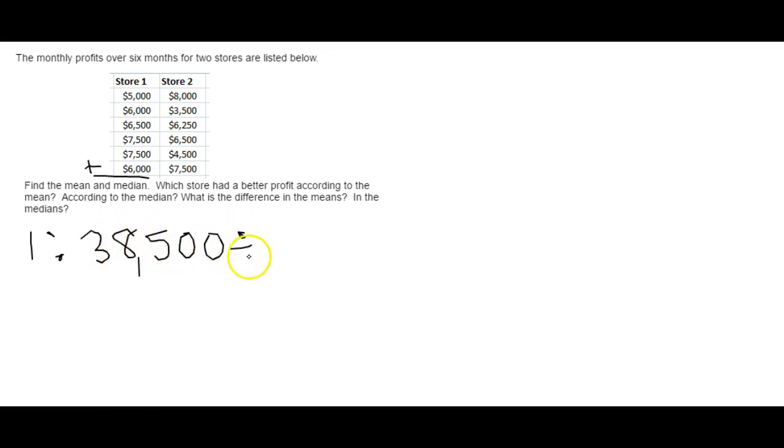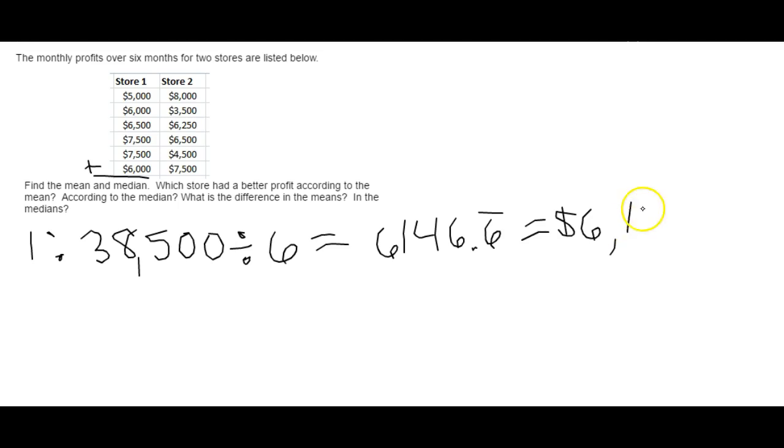And then divide by the total. There are 6 months total. That gives us 6,146.666 repeating. I'm going to round to the nearest whole number since all of our amounts were by whole numbers. So 6,147.